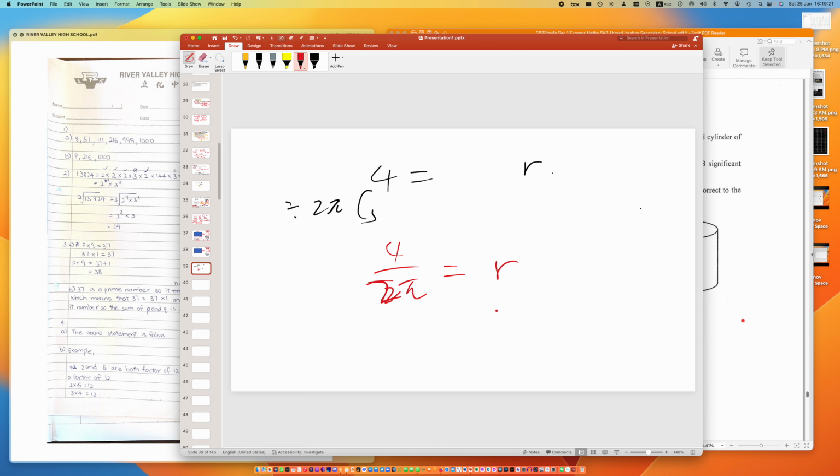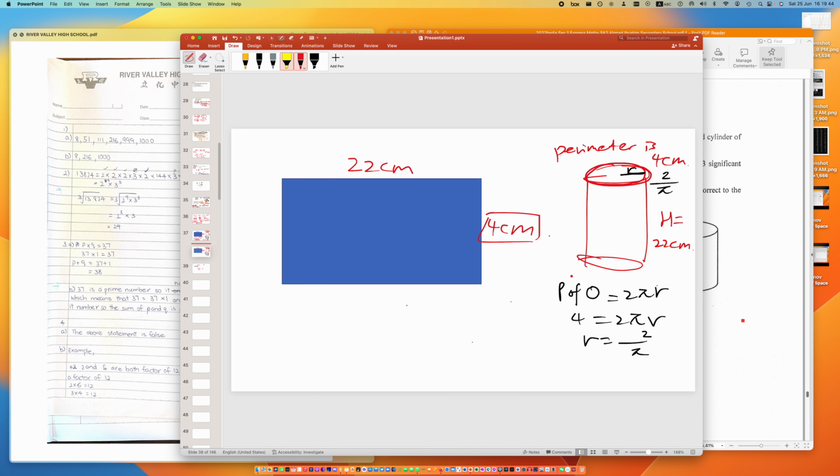Then you divide by 2 on top, and you divide by 2 here, it equals 1, then you get rid of this. Then 4 divided by 2 is 2, over pi. That's how I get it. Basically, I just simplify. And you need to simplify. If you don't simplify, that's not the final answer, and you are wrong. Okay? So that's how I get that. Now my r is 2 over pi. Good. I don't need this anymore.